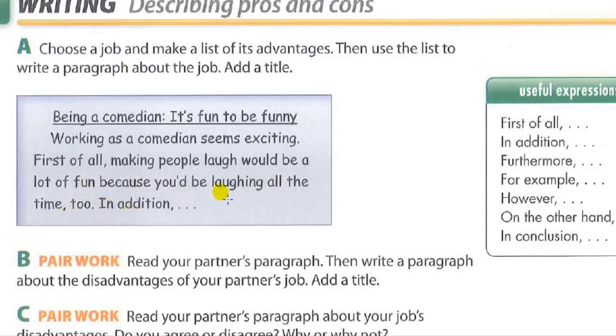Of course, you know how to write a paragraph from levels 2, 3 and 4. But in this level, you can use useful expressions like first of all, in addition, furthermore, for example, however, on the other hand, in conclusion. So you use these expressions because they make your paragraph better.